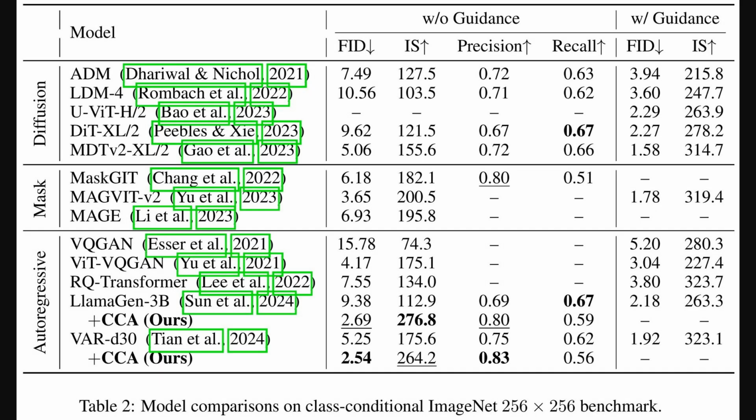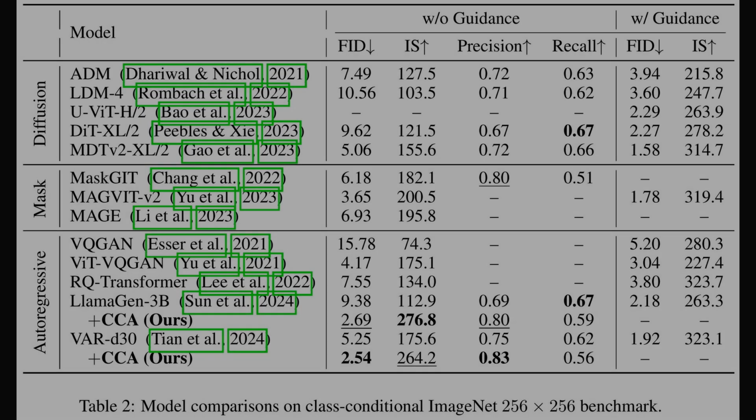Okay. And backing up those visual improvements, Table 2 provides a broader comparison on the ImageNet benchmark. It shows different model types, diffusion, mask, and autoregressive, comparing their performance with and without guidance using metrics like FID and IS. Well, focusing on the AR models, adding CCA to LlamaGen and VAR dramatically boosts the without-guidance scores. Look at VAR plus CCA, achieving a record guidance-free FID of 2.54. It really reinforces CCA's effectiveness quantitatively.